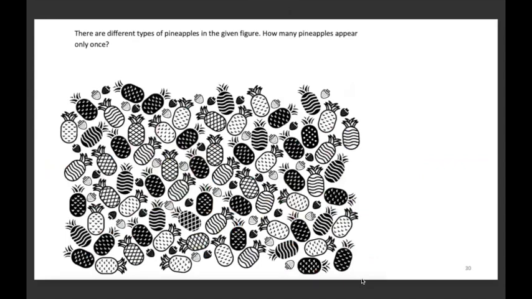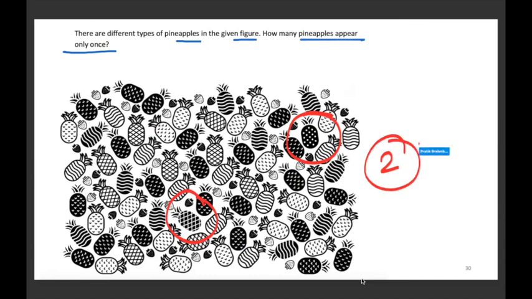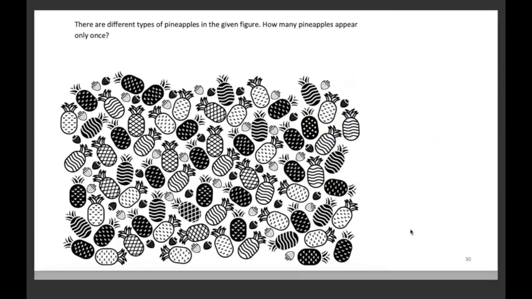There are different types of pineapples in the figure. How many pineapples appear only once? Okay, let's do this. Here in the diagram, there are only 2 pineapples that appear once. One is this pineapple and another is this pineapple. So there are only 2 pineapples that appear only once. The rest of the pineapples are repeated. Okay. Move to the next one.